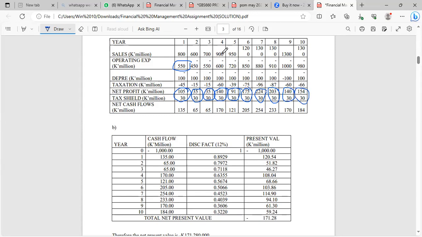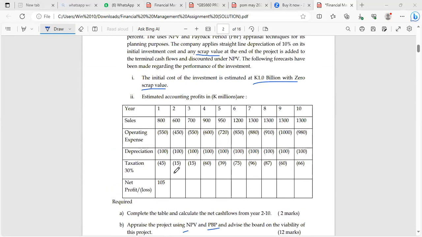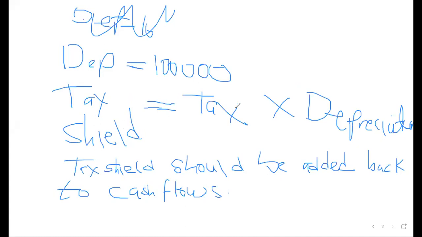All right, so the depreciation tax shield, I overemphasize, the tax shield is equal to tax multiplied by the monetary value of debt.